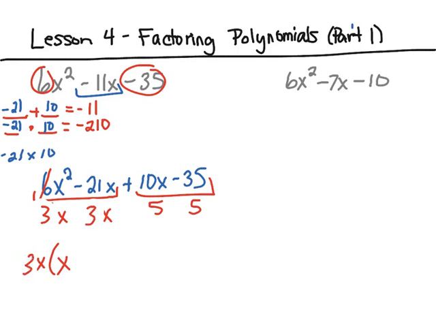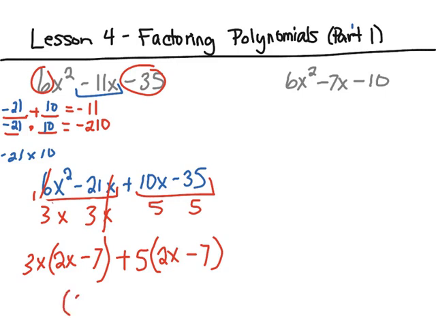Okay, 6x squared divided by 3x, 6 divided by 3 is 2. 21 divided by 3 is 7. X's cancel. Plus 5. 10 divided by 5 is 2x. 35 divided by 5 is 7. Our inside brackets are the same, so we have 2x minus 7, and our outside brackets are 3x plus 5.